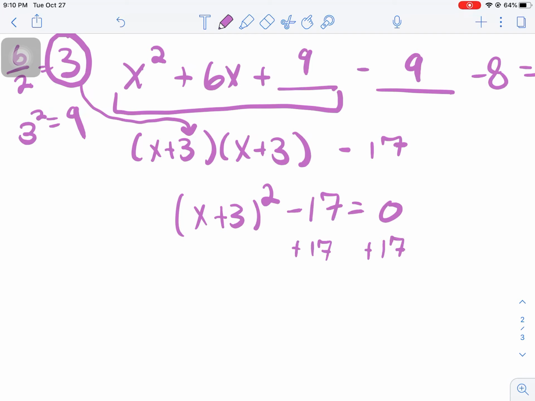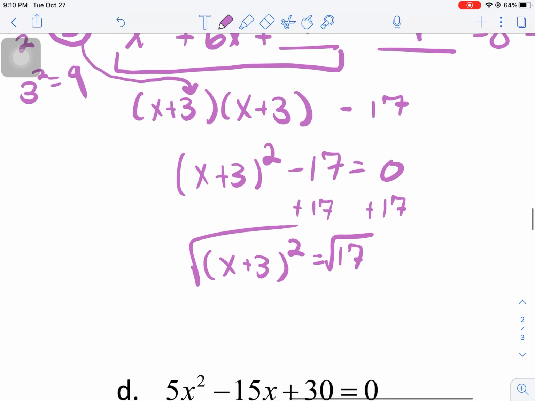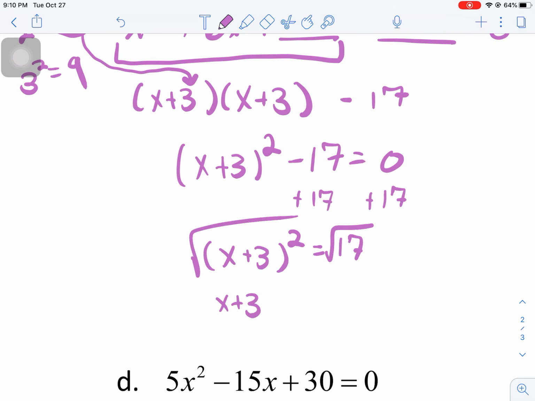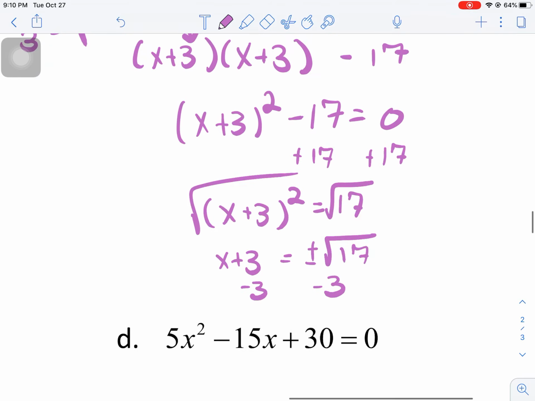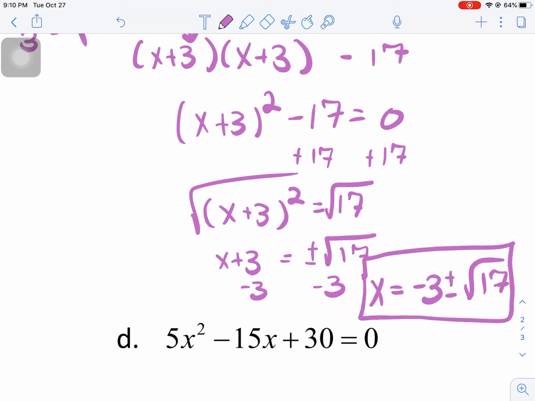So add 17 to both sides. You get x plus 3 squared is equal to 17. Square root both sides. You get x plus 3 is equal to plus or minus the square root of 17. And then you just subtract the 3. So you get x is equal to negative 3 plus or minus the square root of 17.